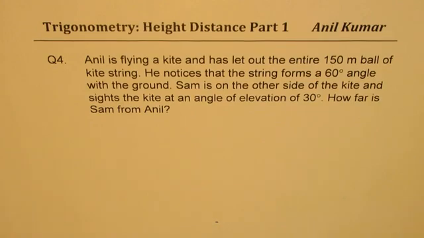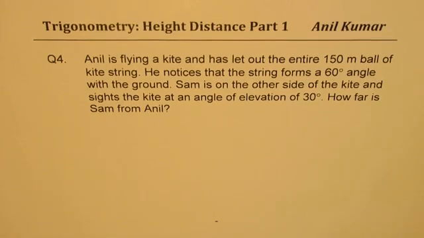Here is the last question, question number 4. Anil is flying a kite and has let out the entire 150-meter ball of kite string. He notices that this string forms a 60-degree angle with the ground. Sam is on the other side of the kite and sights the kite at an angle of elevation of 30 degrees. How far is Sam from Anil?